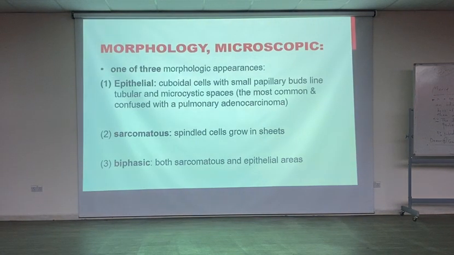So it has one of the three morphologic patterns. It could be epithelial, like cuboidal cells lining cystic-like spaces. And this is one of the main differential diagnoses of pulmonary adenocarcinoma, because you have a malignant tumor growing as glands or cystic-like spaces. So you will think that my differential diagnosis includes pulmonary adenocarcinoma, and you need to use immunostains like TTF1, which we studied in the previous lecture, and you may use calretinin and WT1 as markers of mesothelial differentiation.